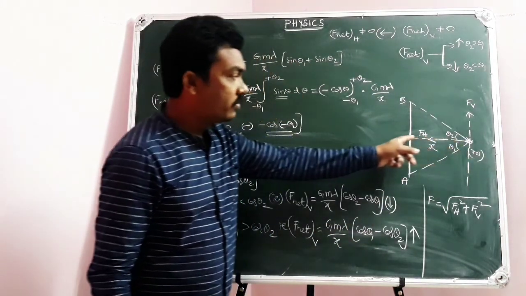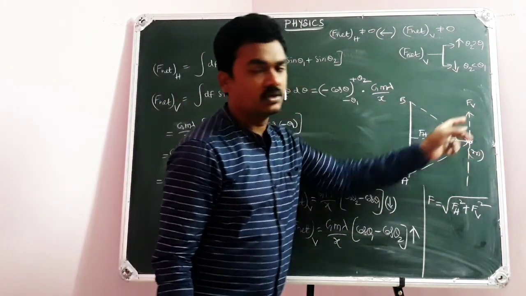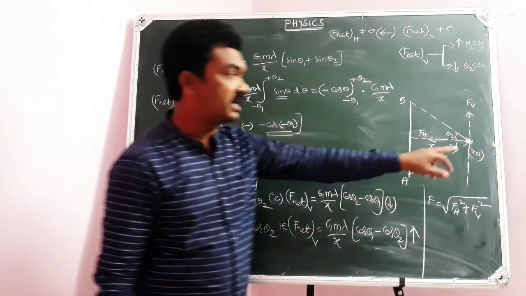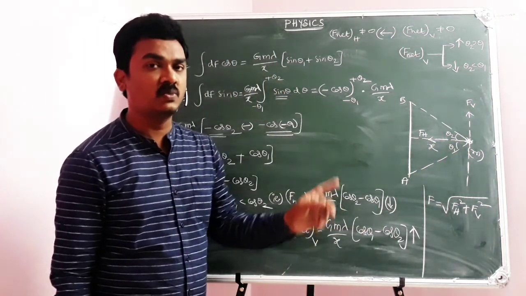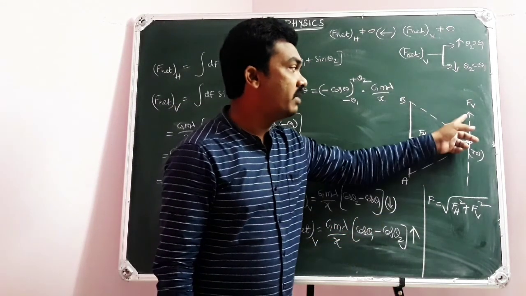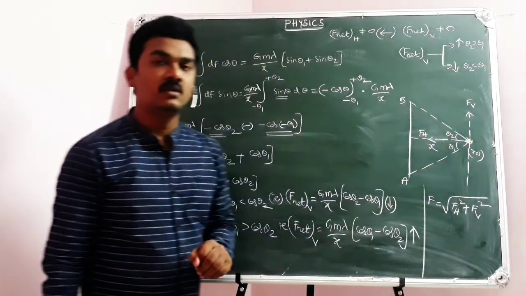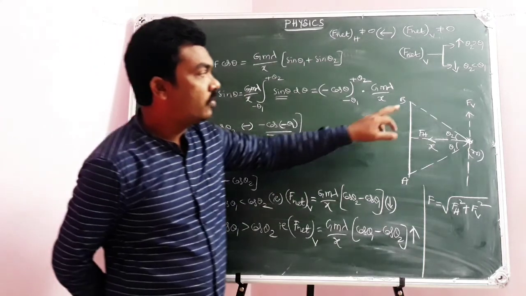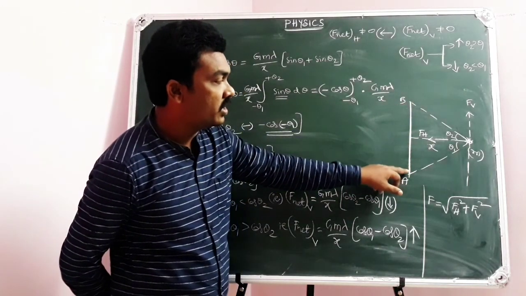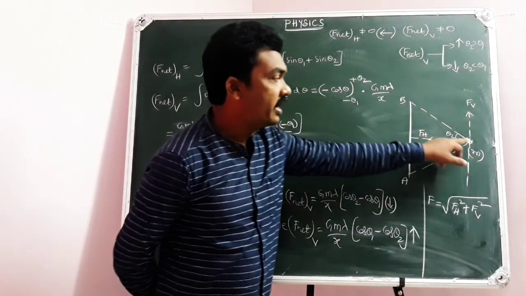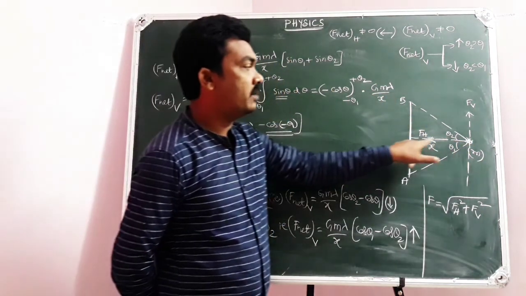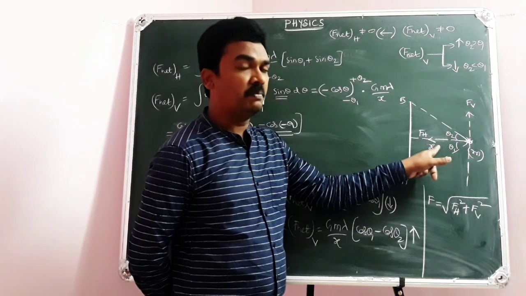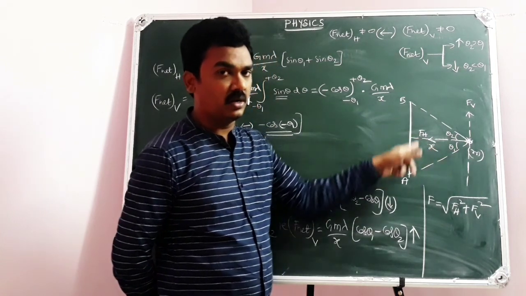Net horizontal force, net vertical force. Two forces acting on the particle simultaneously. Then the resultant force is root of a square plus b square, since a bar and b bar are perpendicular. So, while calculating the force of gravitation due to a rod at a point mass located perpendicular to the length of the rod, the point mass is located at a perpendicular distance x from the rod.